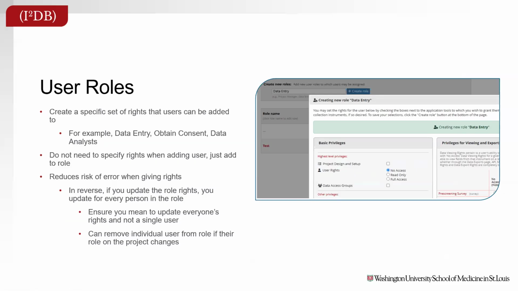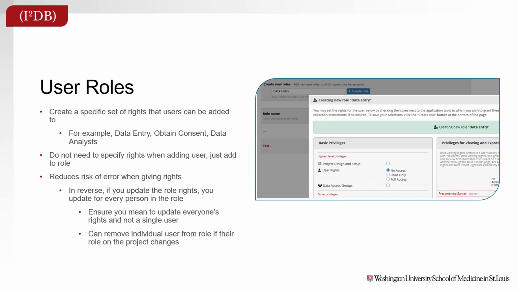Okay, user roles. Very similar to creating user rights for an individual user, but what you're doing is creating a specific role and then adding people to that role, so you don't need to specify user rights every single time. It helps reduce errors, because if you have to click all those buttons every time, it's easy to not give someone the correct rights or give them too many rights.